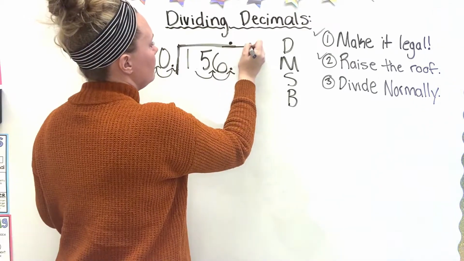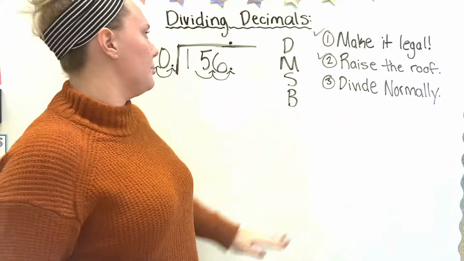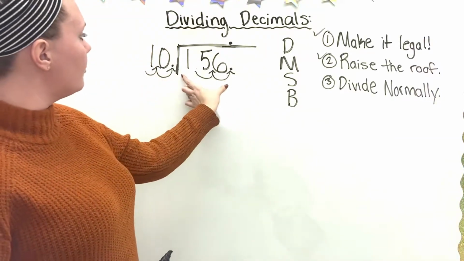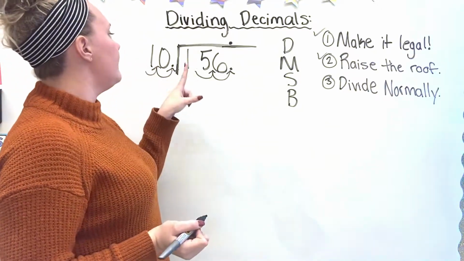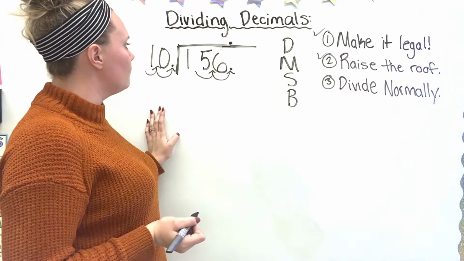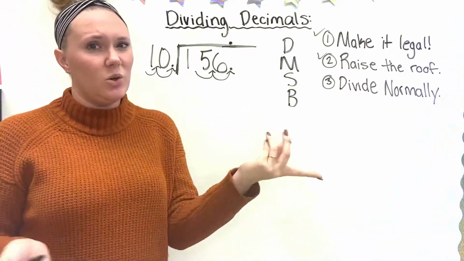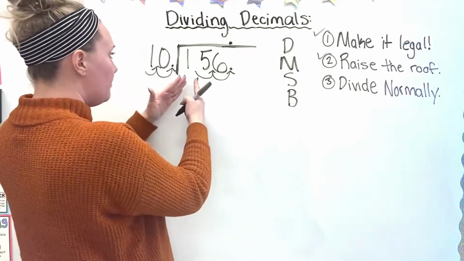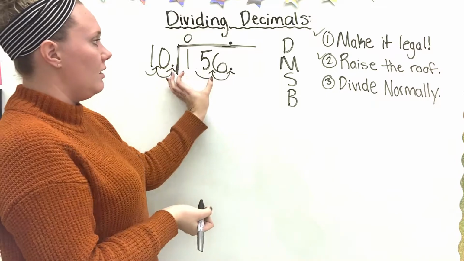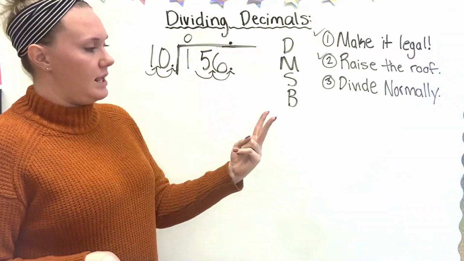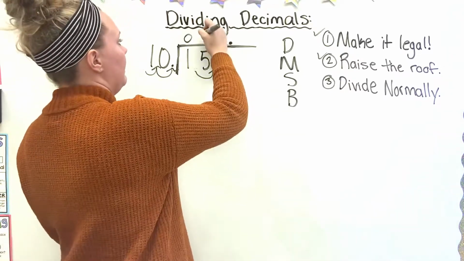Moving it straight up and letting it sit on our roof. I'm going to extend the roof just a little bit, just so it has a nice place to sit. And now I'm going to divide normally. I have 10 out here and I have 156 out here. So let's see, how many times will 10 fit into 1? I can't take 10 things and cram it into a place that's only designed to hold one thing. That's impossible. So 10 won't fit into 1. What about 10 fitting into 15? 10, 20. Well, 2 is too much. So it will fit at least one time.